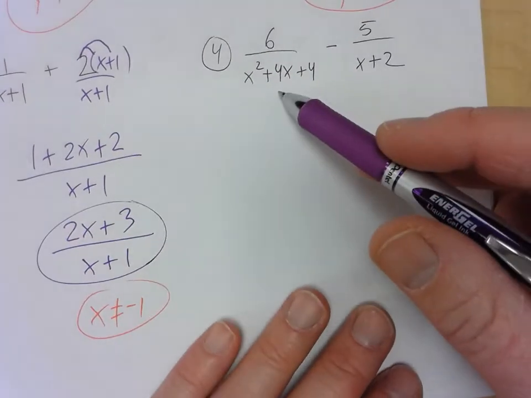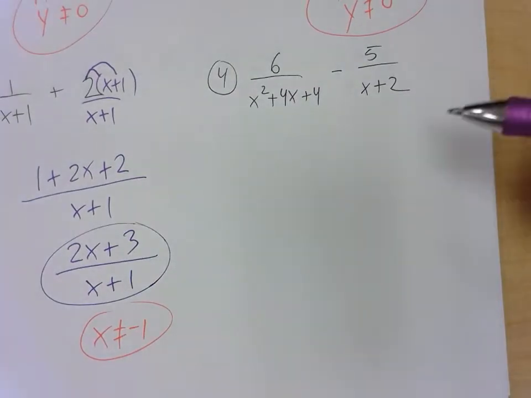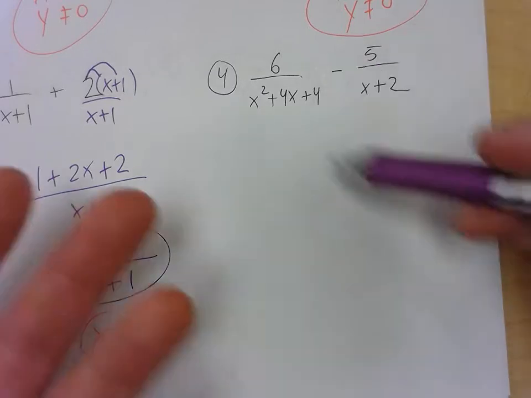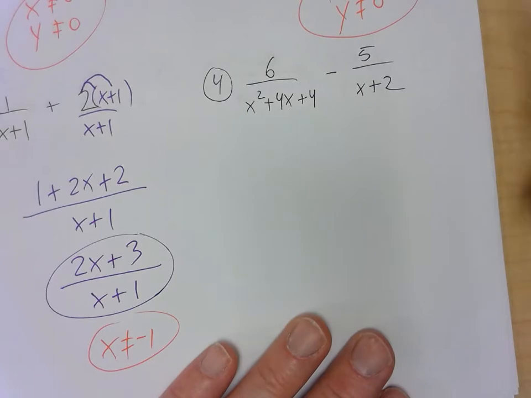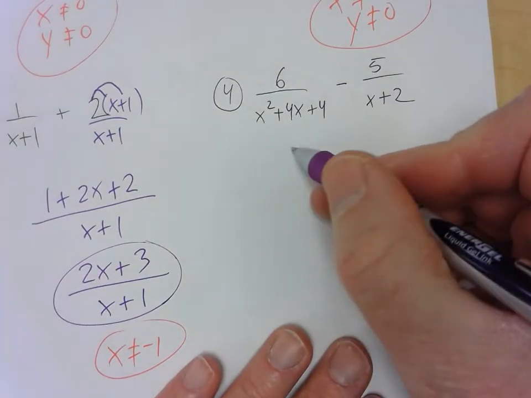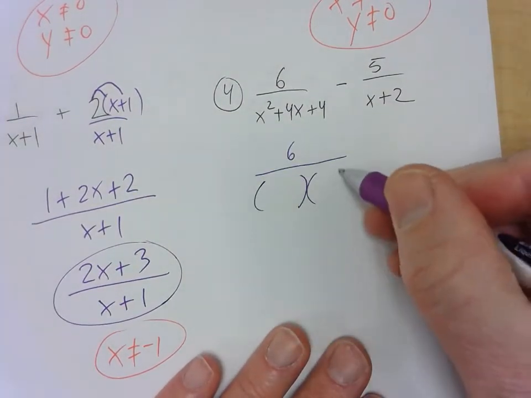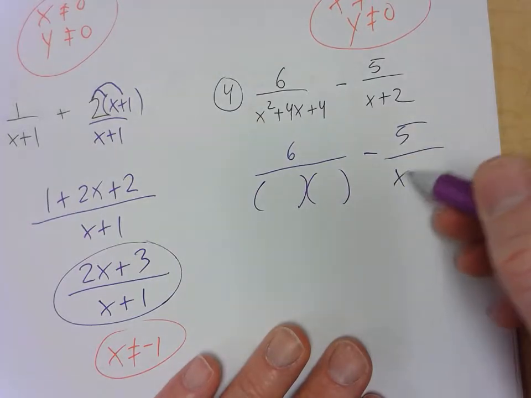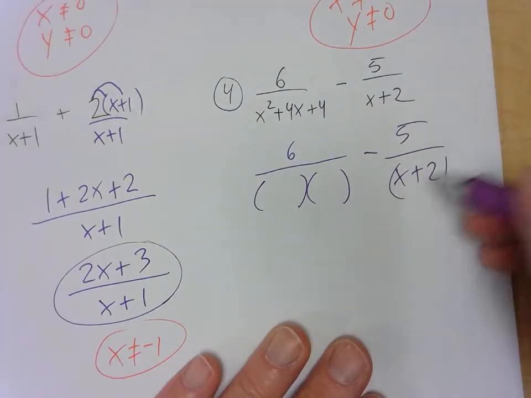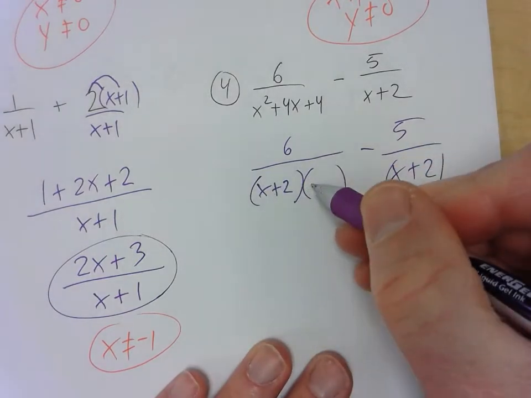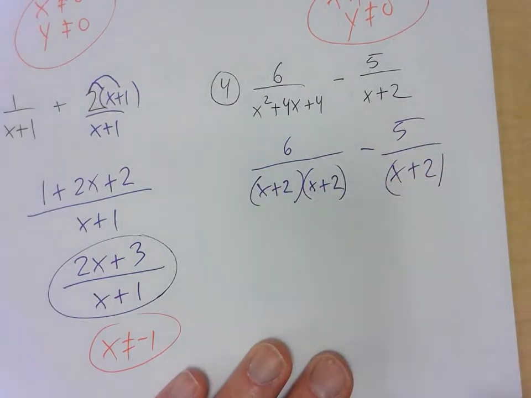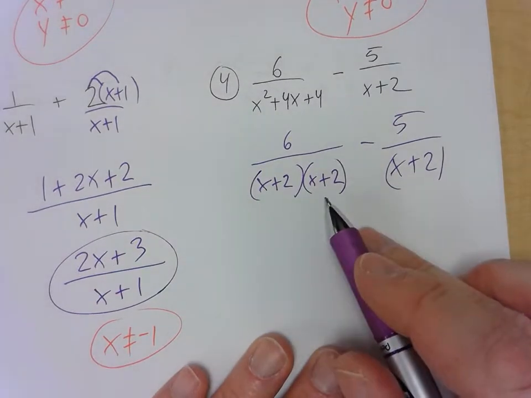So the next one here, we're going to do what I call an inventory. We're going to see what we have and then place an order for what we need. By inventory, I mean factoring, because we need to know the parts and the pieces that we have. So we have 6 over parentheses, parentheses, parentheses, minus 5 over x plus 2. This does not factor. So I can factor this into x plus 2 and x plus 2. So this has double x plus 2.